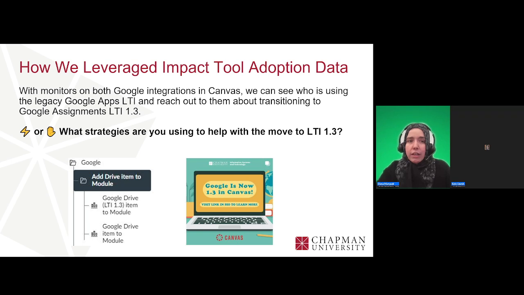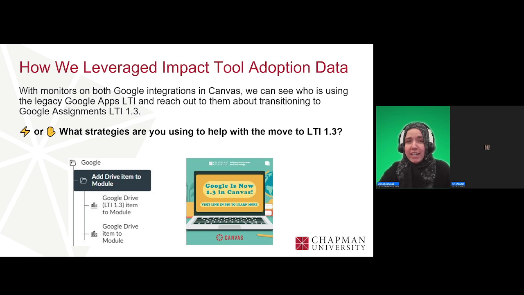So the way we're leveraging the Impact tool adoption data is we requested help from Impact with adding monitors. So earlier we were looking at that monitor that was grades, navigating to grades in the Canvas student app. So we requested monitors for the different points of contact that people have with these two LTIs in Canvas. And now, provided that we have accurate data, we're able to see how our campus community is using these integrations and see who's still using the legacy integrations so that we can do more targeted, personalized communication and help them transition to LTI 1.3.